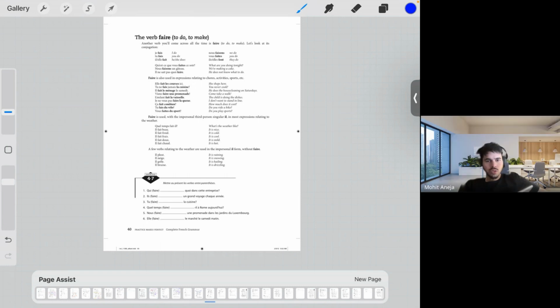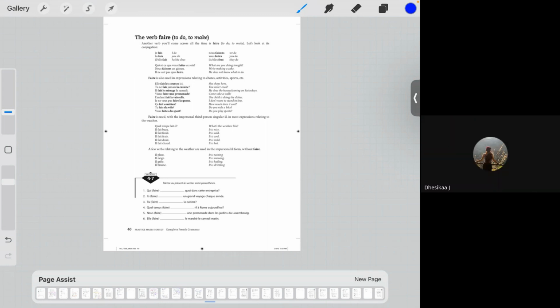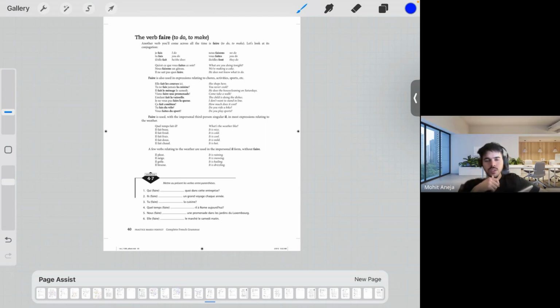Oui. Moi aussi. Can you read this word again? Moi aussi. Can you say that again? Moi aussi. Very nice. Moi aussi. Okay. Moi aussi, c'est toujours agréable.